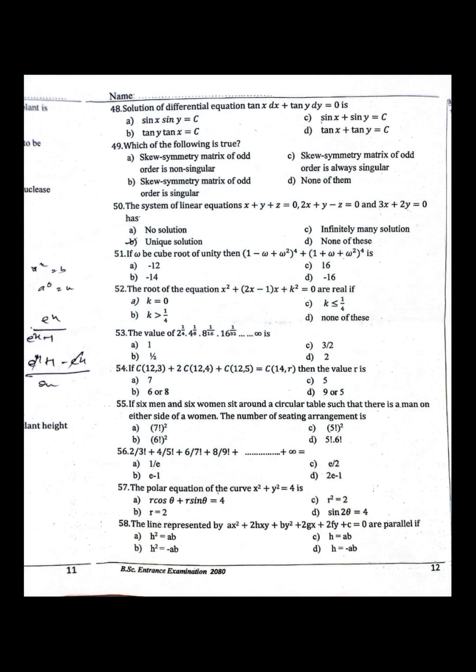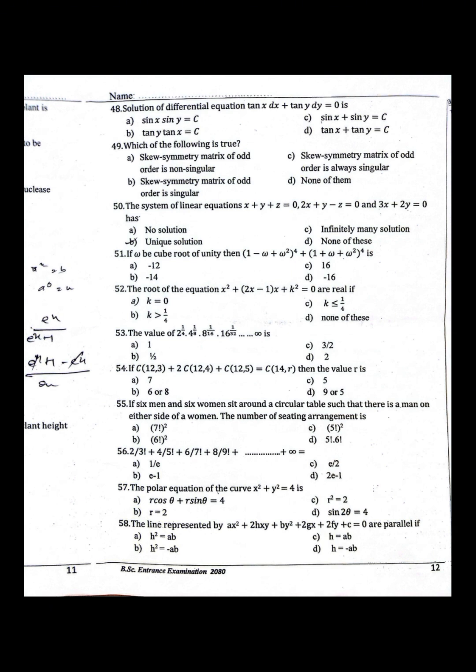49. Which of the following is true? A. Skew symmetric matrix of odd order is non-singular. B. Skew symmetric matrix of odd order is singular. C. Skew symmetric matrix of odd order is always singular. D. None of them.